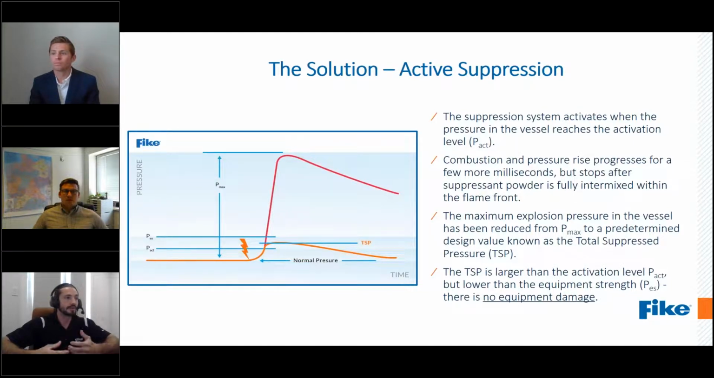Once it fully intermixes, we see that pressure start to curve. Once it curves off at a total suppressed pressure, or a TSP value that is predetermined by the design, the pressure starts to subside as the deflagration becomes mitigated and extinguished. The goal in our system is to design that TSP so that it's larger than the activation level, obviously, but lower than the equipment design strength, so that no equipment damage occurs.